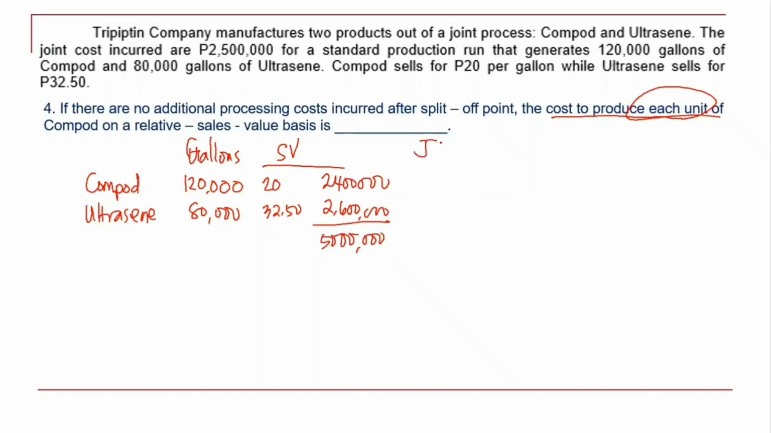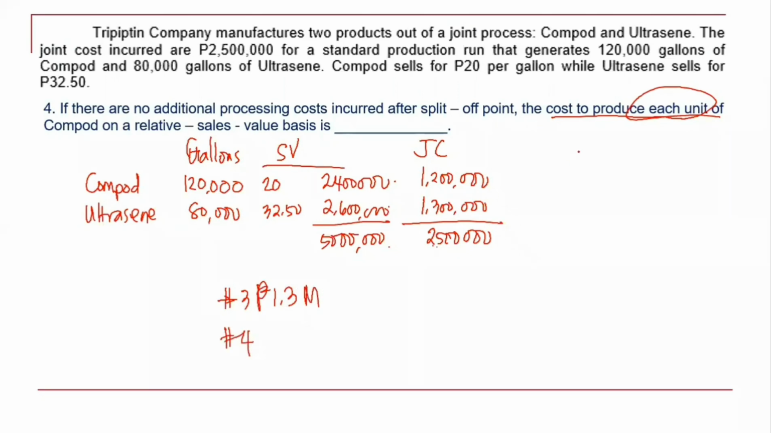Kung alam mo na yung basis, itabi na ang joint cost. Magkano joint cost? 2.5 million. Oops! 2.5 times 24 over 50. That's 1.2 million. For the other one, it's 2.5 times 26 over 50. So that would be 1.3 million. Yun na po yung joint cost natin. So ang tanong sa joint cost ay si Ultrasin. So ang sagot sa number 3 ay 1.3 million. Number 3, 1.3 million pesos.